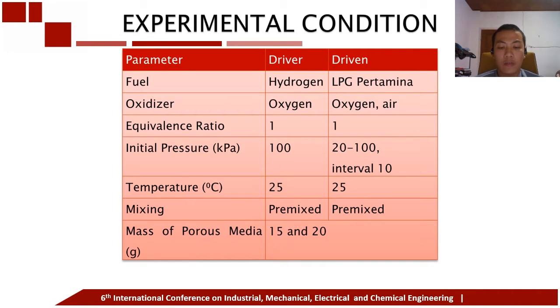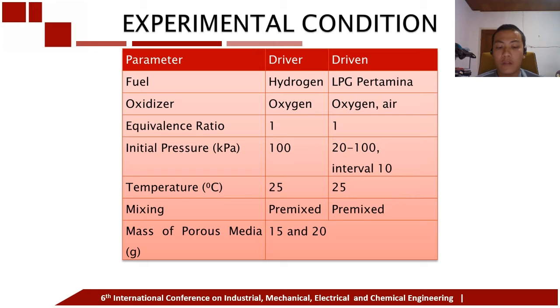There are three different types of mixtures used in these experiments: hydrogen oxygen mixture, LPG oxygen mixture, and LPG air mixture. The driver section was filled by a stoichiometric hydrogen oxygen mixture at a consistent initial pressure of 100 kPa and room temperature of 25 degrees Celsius. On the other hand, the driven section used LPG as the fuel and two types of gas as the oxidizer, air and oxygen. Initial pressure of the mixture inside the driven tube was varied from 20 kPa up to 100 kPa with an interval of 10 kPa. Both LPG air and LPG oxygen mixtures were set at the stoichiometric conditions.